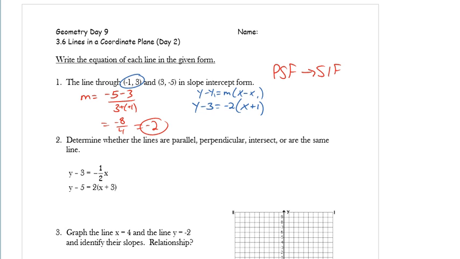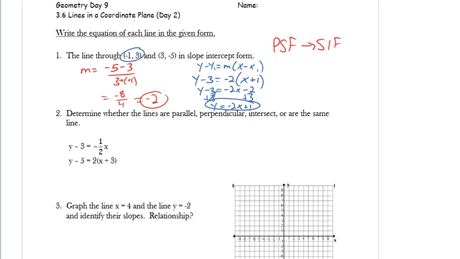Now go ahead and get to slope-intercept form. So 2 steps left. Y minus 3 equals -2x. Distribute -2. And the last part, add 3 to both sides. So we get y equals -2x plus 1. So again, start in point-slope form first. You need a point, you need a slope. Find the slope, pick either point to use, and then go get it in slope-intercept form.